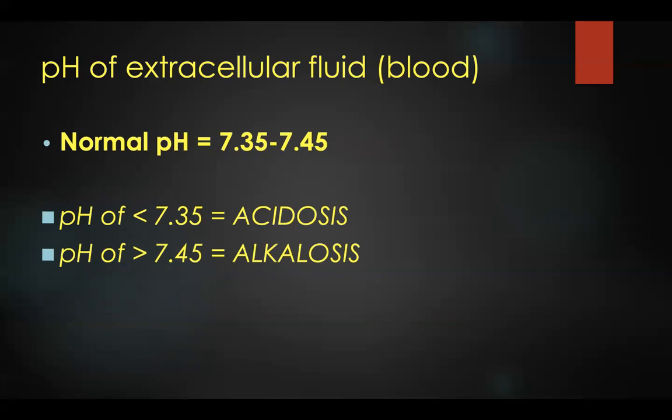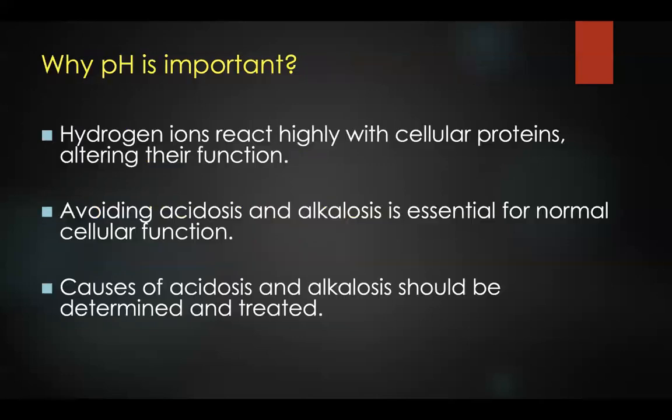If we have a pH of less than 7.35, that is considered to be a state of acidosis. If we have a pH of more than 7.45, that is the state of alkalosis. Again, less than 7.35 is acidosis, more than 7.45 is alkalosis.